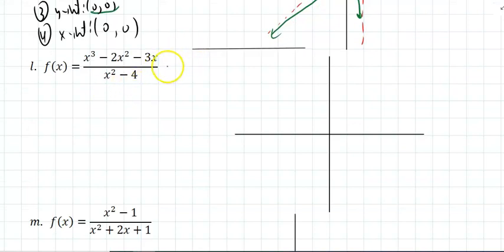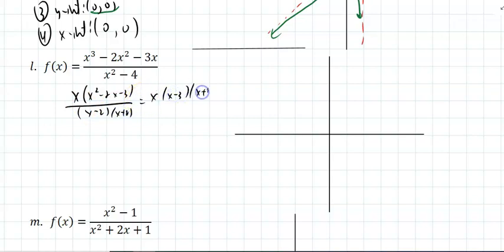Same deal here. I would factor x into x squared minus 2x minus 3 over x minus 2 into x plus 2, or that is x into x minus 3, x plus 1. Let me make sure I factor correctly. Yep. So 1. Vertical asymptotes, there are two of them, x equal plus or minus 2.